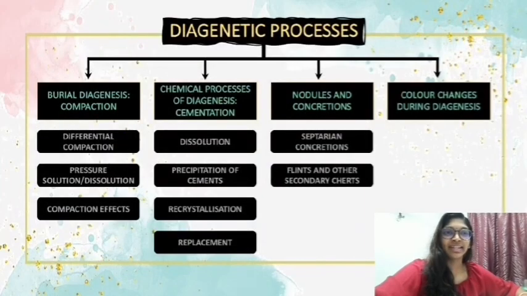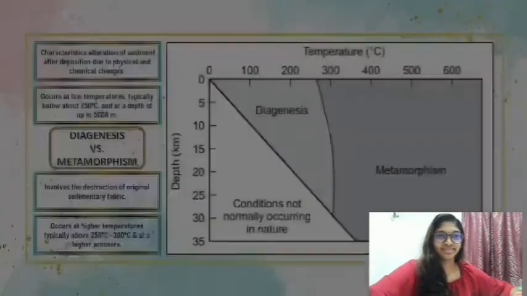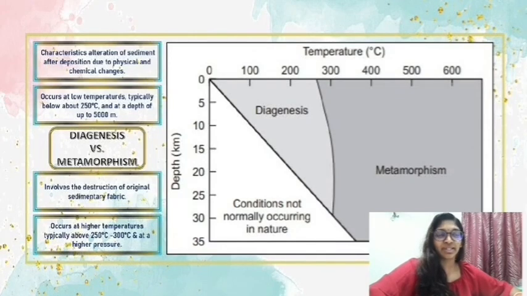Next are diagenetic processes, and these are the subtopics we are going to focus on. Diagenesis versus metamorphism: the characteristic alteration of sediment after deposition due to physical and chemical changes is called diagenesis. It occurs at low temperatures, typically below about 250 degrees Celsius and at depths of up to 5,000 meters. Metamorphism involves the destruction of the original sedimentary fabric and occurs at higher temperatures, typically above 250 to 300 degrees Celsius, at higher pressure in a deeper condition.